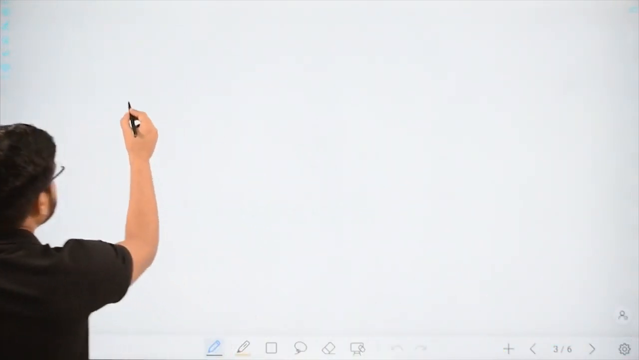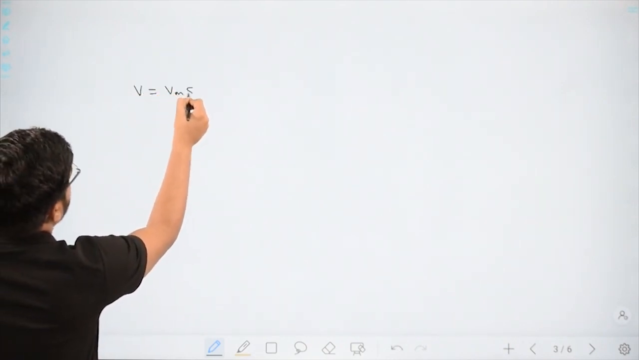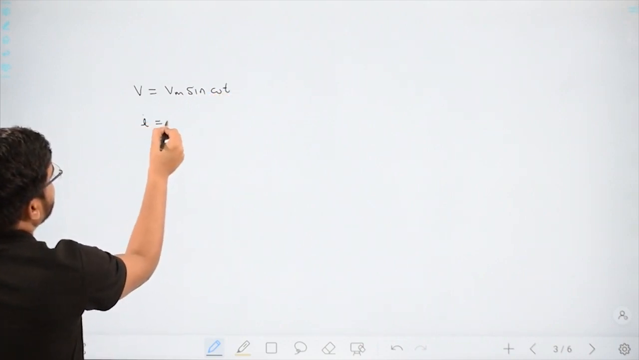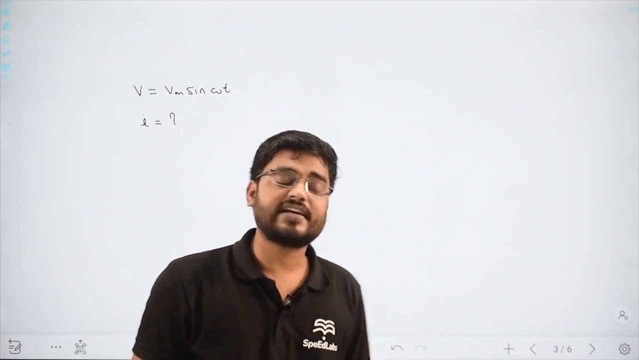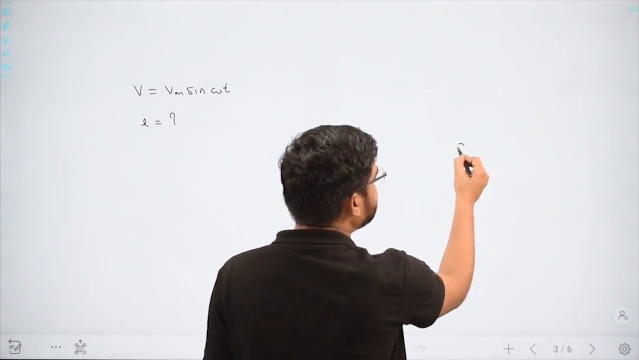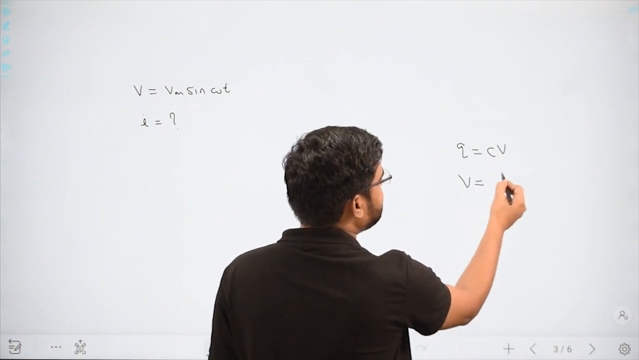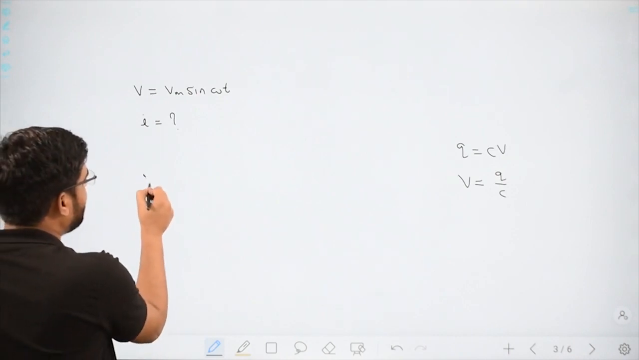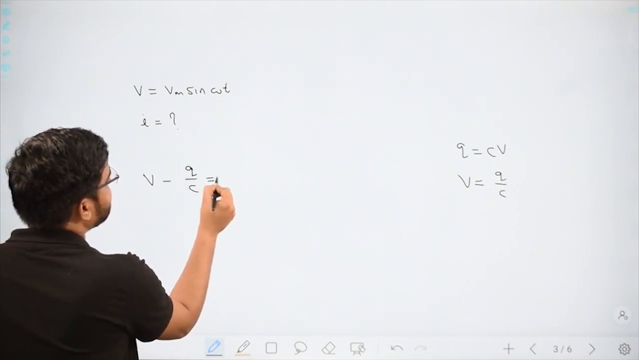So here also the V is given as Vm sine omega t, and the idea is to get the current. Now this is a capacitor. What is the potential difference across a capacitor? We have already discussed that Q is equal to CV in capacitance, right? So potential difference across a capacitor is Q by C, and now I will be applying Kirchhoff's loop law. So V minus Q by C is nothing but 0.